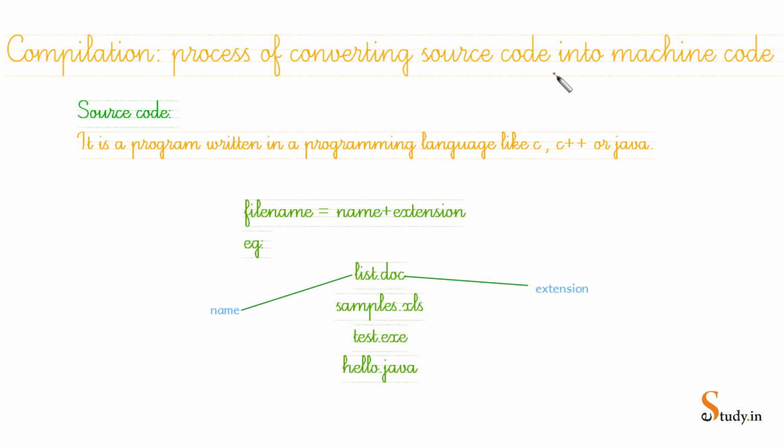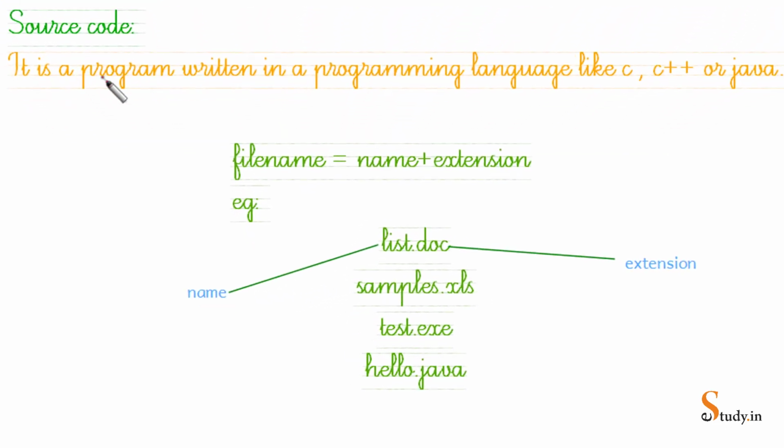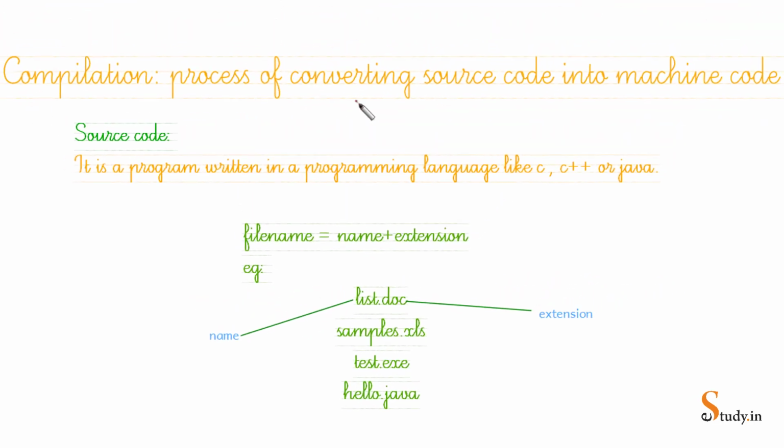Now you must be wondering, what is source code and what is machine code? So source code is a program which is written in a programming language like C, C++ or Java. When you write a program using any of these languages, that program would be the source code. Since the computer cannot understand this source code, it has to be converted into machine code. Machine code is a machine language which consists of zeros and ones. The computer only understands machine code, it does not understand source code. So every source code that you write using any programming language has to be converted into machine code, and this process of converting source code into machine code is called compilation.